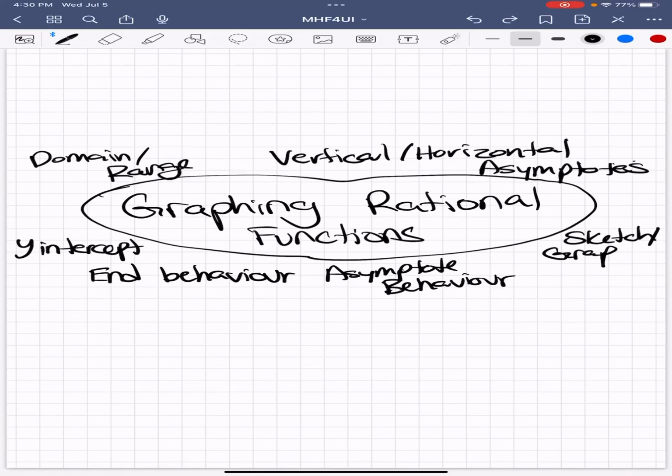Okay, so today we're going to be graphing rational functions. We're going to be dealing with things like domain and range, vertical and horizontal asymptotes. We're going to be needing the y-intercept. We're going to be diving into something new like end behavior and asymptote behavior. And then we're going to sketch and graph as well.